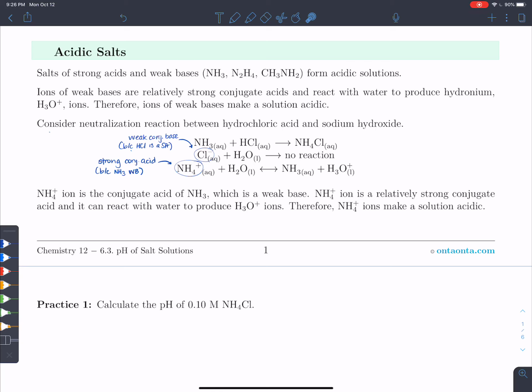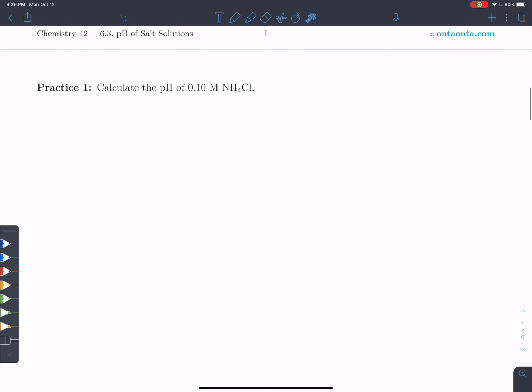Now, because this part of the salt had no effect, but this part of the salt did, and it produces hydronium ions, we know that hydronium ions will make the solution acidic. So the behavior of this salt solution is based off of the ammonium ion, and we know that the solution is going to be acidic.